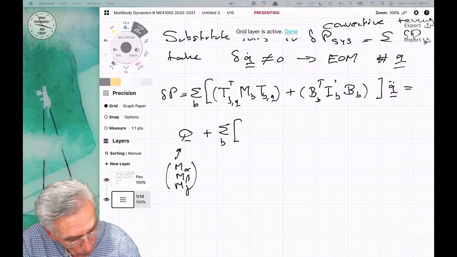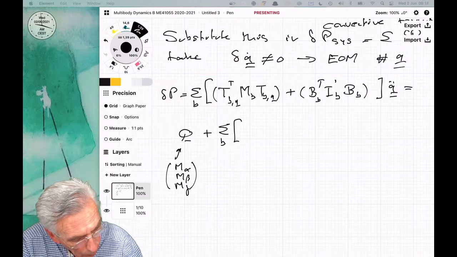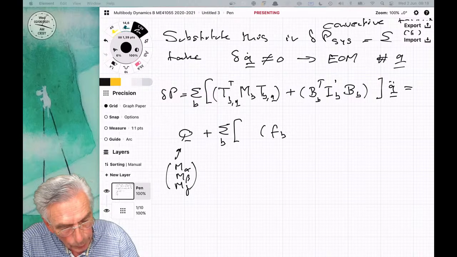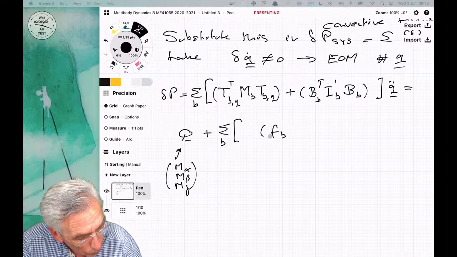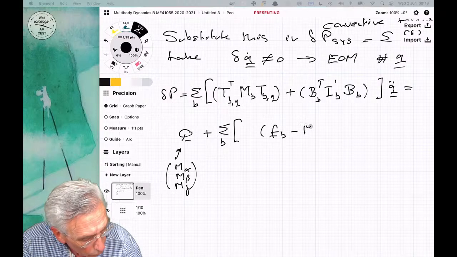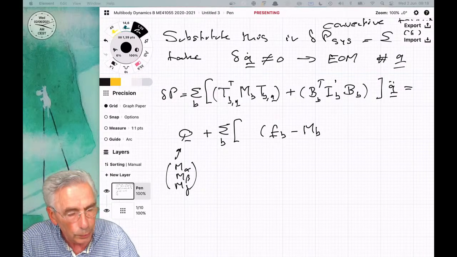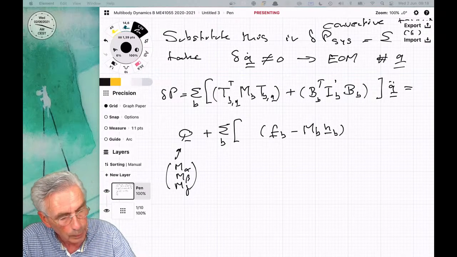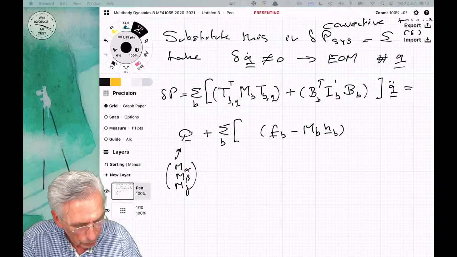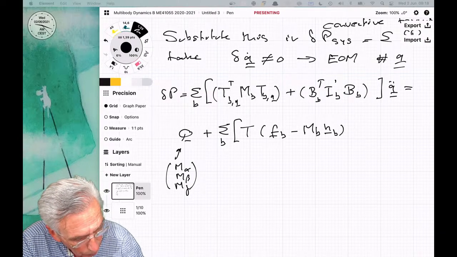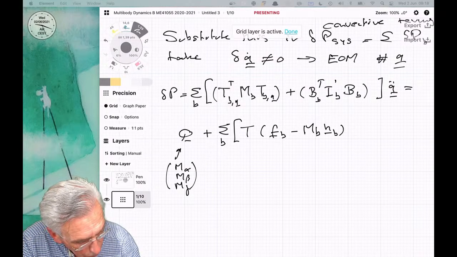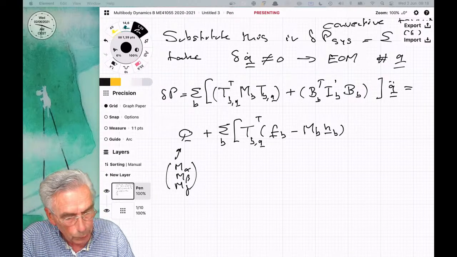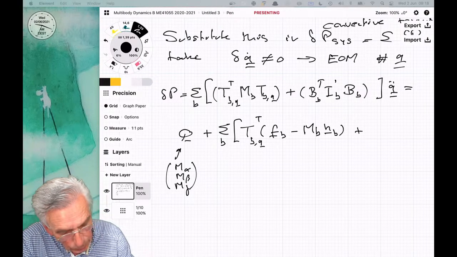So first let's take the Newton part. Then we have forces, and these are just applied forces, remember, and then we have to subtract from those applied forces the convective forces, convective acceleration times mass, so that was h, right? That's why I wanted to do a bit of shorthand. And then this is all transformed like here, with this Jacobian. So that's the first part.